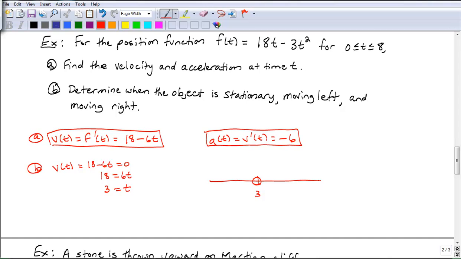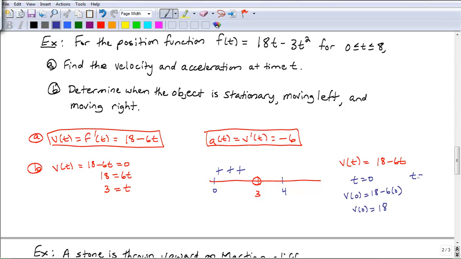So now I can test around 3. I can use the points 4, and an easy one on this side would be 0. I'm going to plug them in and see what I get for the velocity, because moving right or left is the velocity there. If it's moving right, the velocity is positive. If it's moving left, the velocity is negative. So I take t equals 0, and I see what the velocity is there, and it turns out to be 18. That's a positive number, so I know at 0 it's moving to the right.